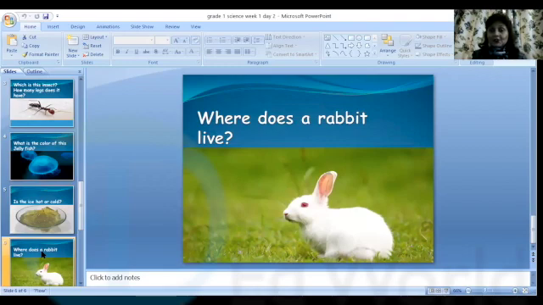Wow. Now what is this picture about? This is about a rabbit. Good. Now where does a rabbit live? Yes, it lives in the mud. But what is that thing called? It's called a burrow. Okay, so the rabbit lives in the burrow.